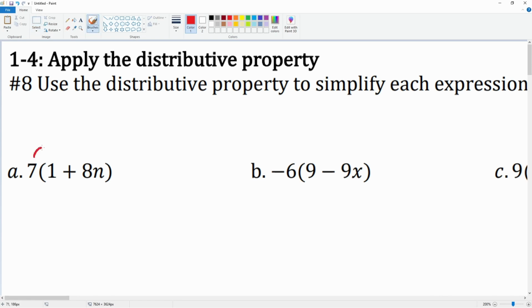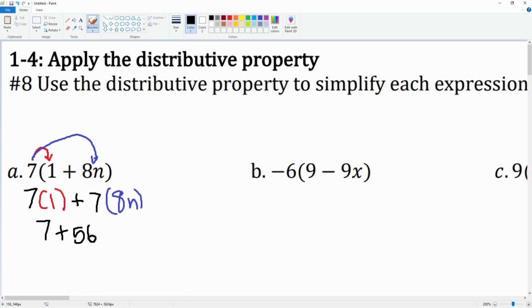So the 7 is going to be multiplied to the 1. So that is 7. Then you have the 7 that's going to be multiplied to the 8n here. I just bring down the addition symbol. 7 times 1 is 7. Bring down the plus symbol. 7 times 8, that is 56n. Okay, there you go. 7 plus 56n is the simplest form once you distribute here.